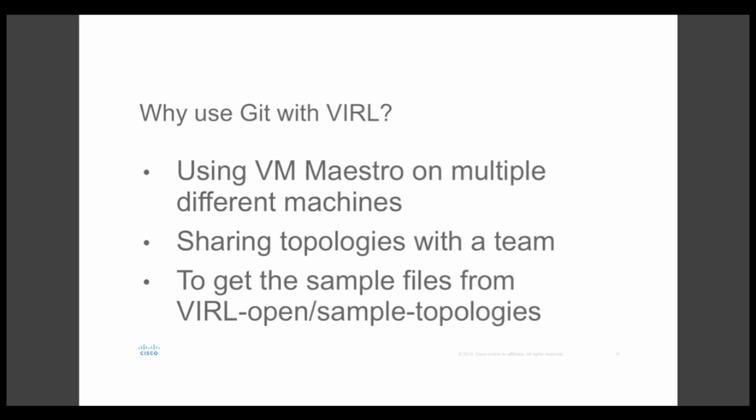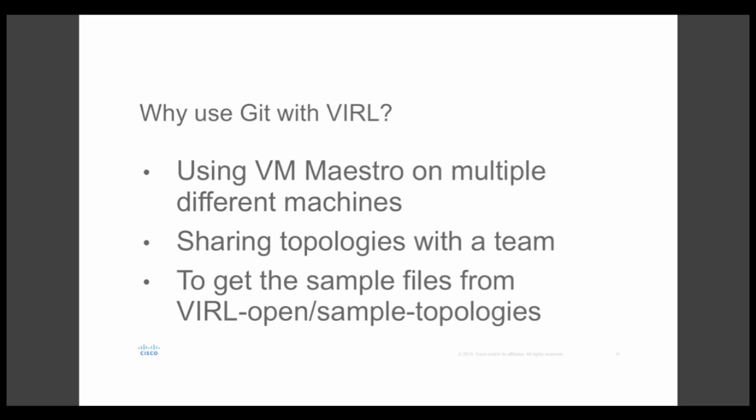Of course, another common use would be sharing topologies within a team. So if you're working at a company that has multiple VIRL users and you want to share topologies, this would be a good time to use Git to store topologies among the group so you don't accidentally lose changes or overwrite things. Or if you find something weird in the configuration of one of the nodes, you can backtrack and figure out where that came in and what you need to do to fix it.